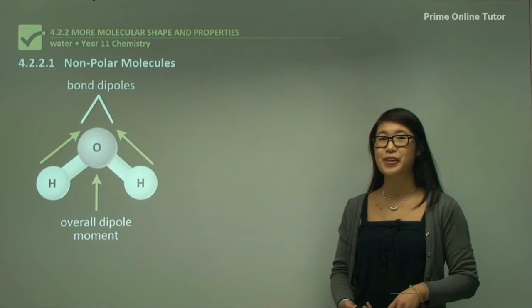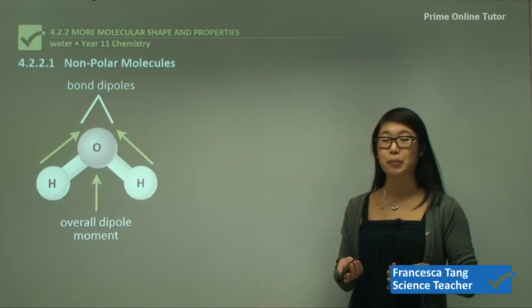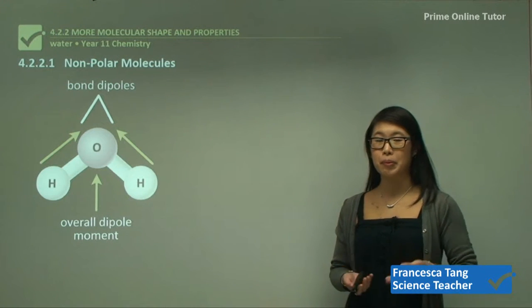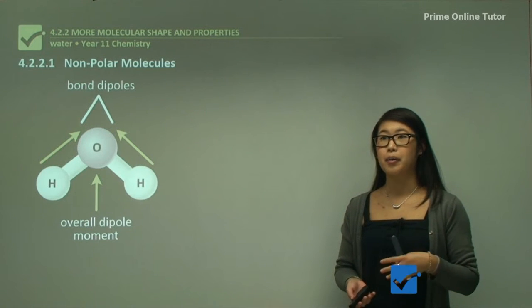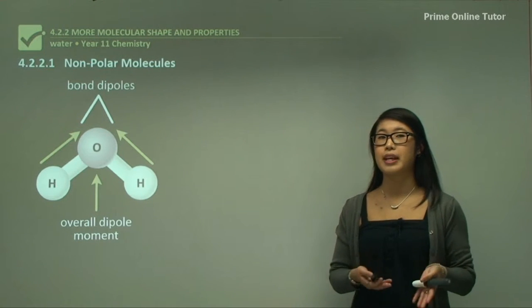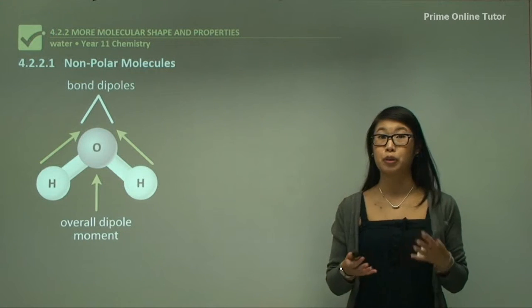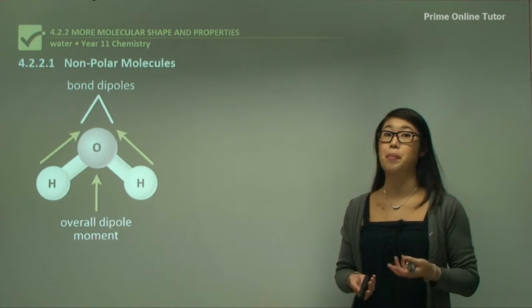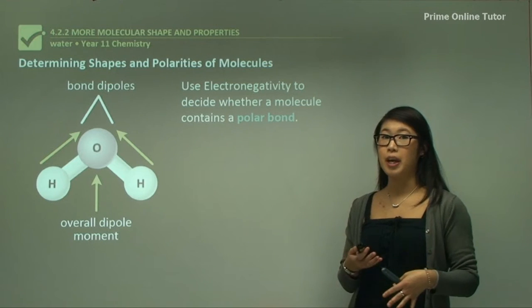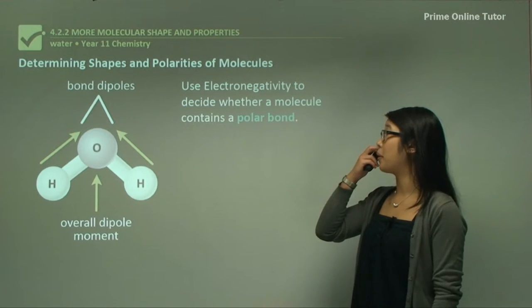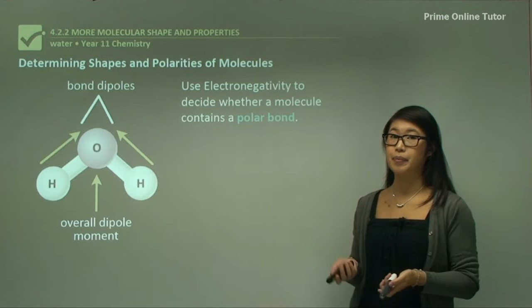Hi everyone, so today's lesson we'll be looking at non-polar molecules, and can you remember what we did last time? So we were looking at electronegativity and polar bonds. So we're going to use that to figure out if whole molecules are going to be polar or not polar. So when we do this, we need to determine its shape and whether it's got polar bonds. So we need to look at the electronegativity.